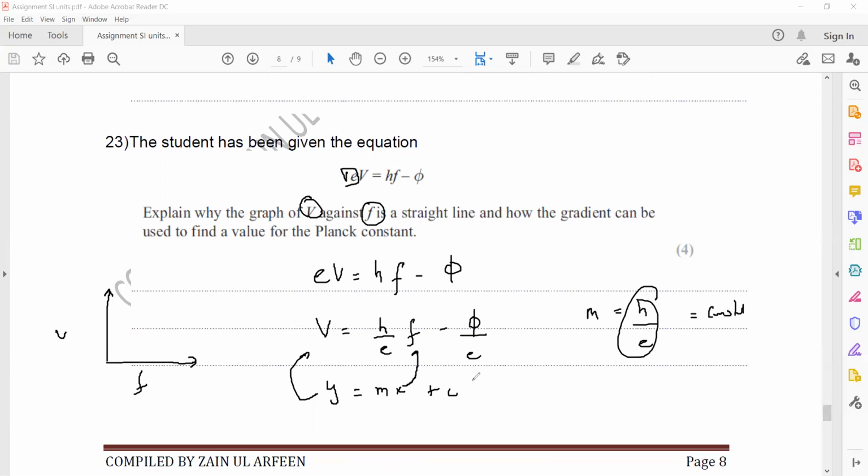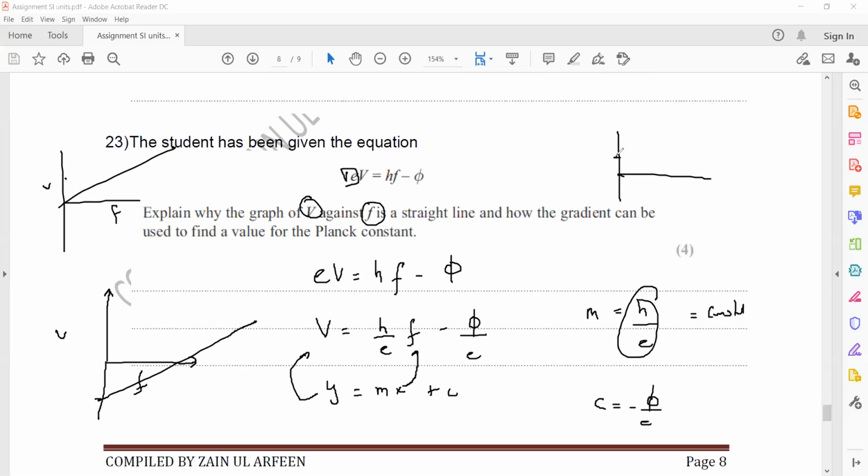But what is the y-intercept here? The y-intercept is minus phi by e. So it will have an intercept. Negative y-intercept means the graph will be somewhat like this. If the y-intercept was 0, then the graph between V and F will start from the origin. If the y-intercept was positive, then the graph will start above the origin. But this will be the right graph, in which the y-intercept is minus phi by e.